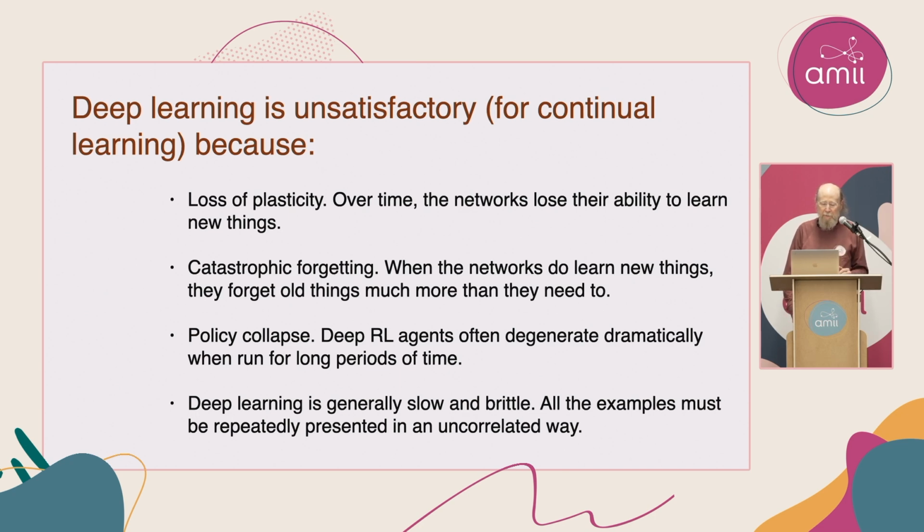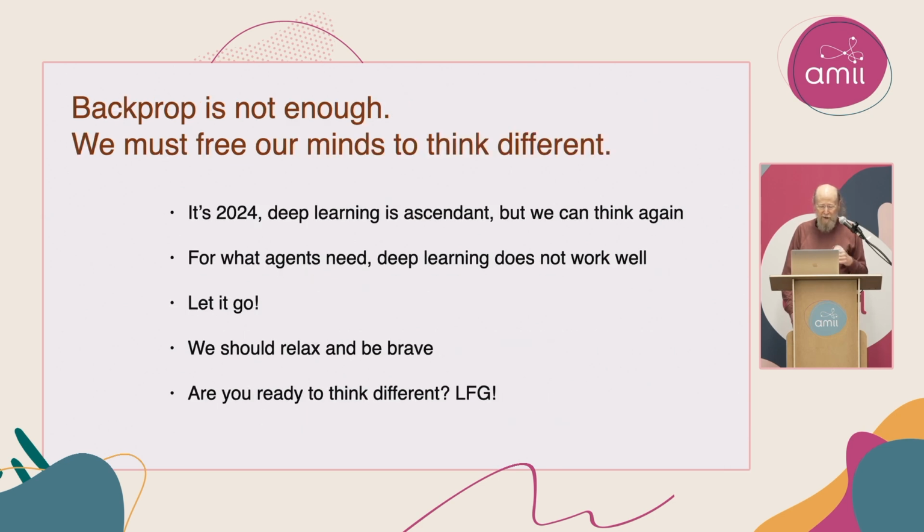Generally speaking, deep learning is slow and brittle. All of the examples in the training set must be repeatedly presented in an uncorrelated way. If you don't do it just right, you can get this forgetting or loss of plasticity. Let me just stop with that. I think it's enough. So what we learn is that backpropagation, deep learning, as it's normally done, is not enough. We have to free our minds to think differently. Now, this is my sort of pep talk slide.